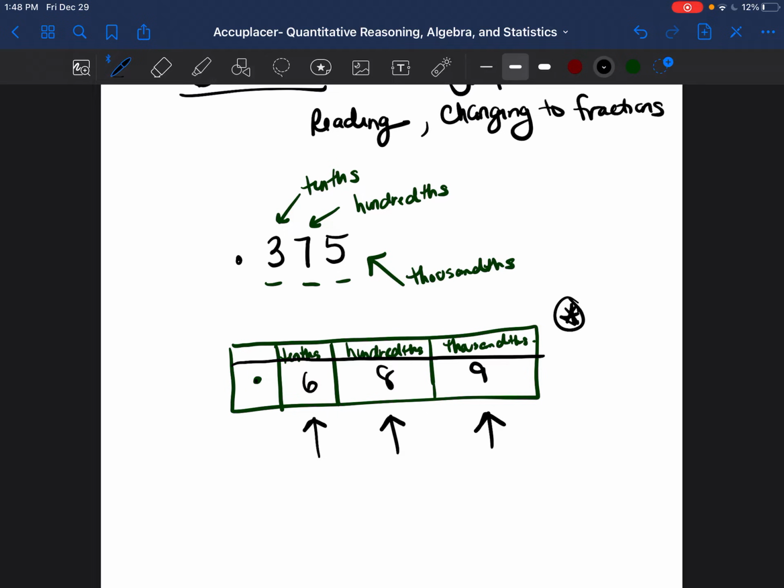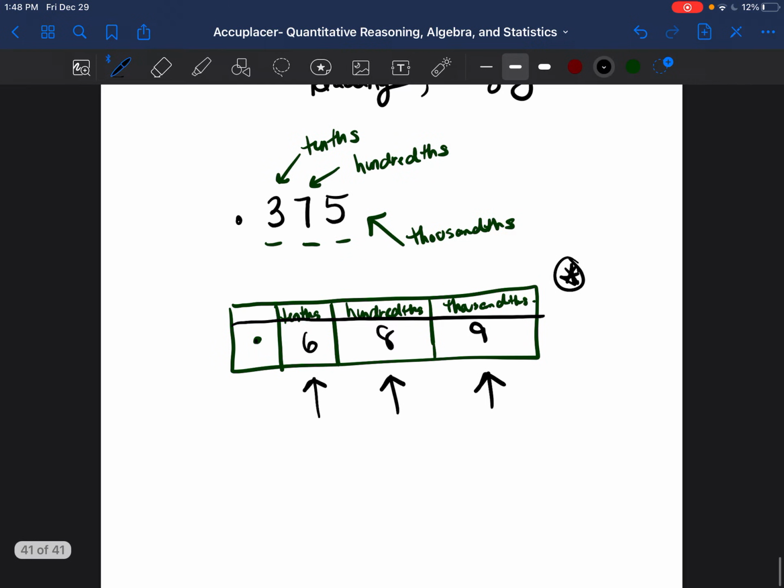Again, if you need more practice with place value charts, I have a few of them in my AccuPlacer workbook. It just goes over basic arithmetic, so it applies even if you're not taking the AccuPlacer exam. So it also goes over place values. The reason why it's important to know place values is because sometimes when they're telling you to round, they'll tell you to round to the nearest place value.